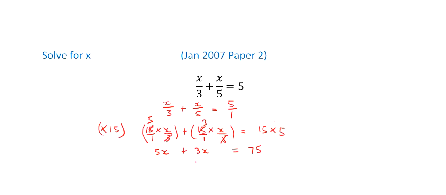So we end up with 8x is equal to 75, and therefore x is equal to 75 over 8, right?